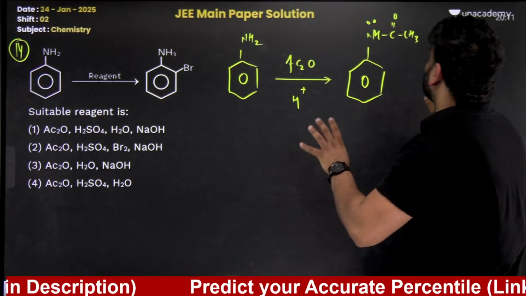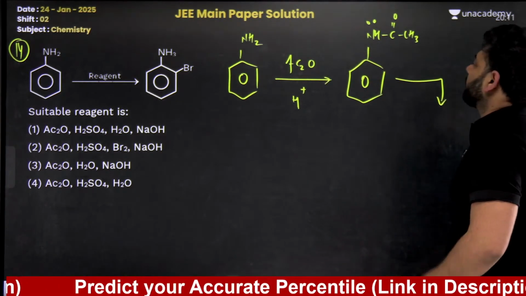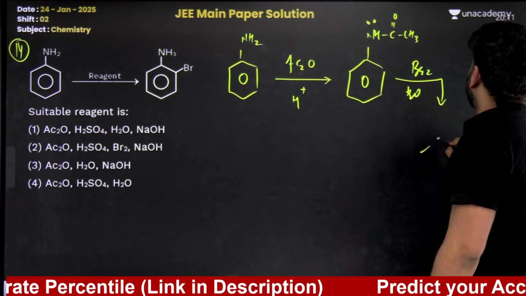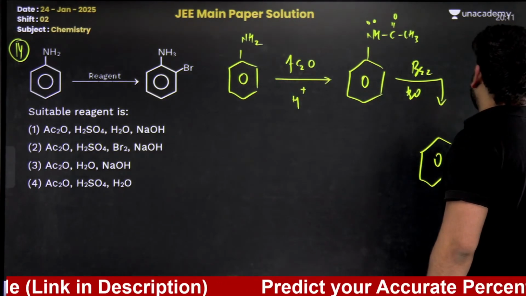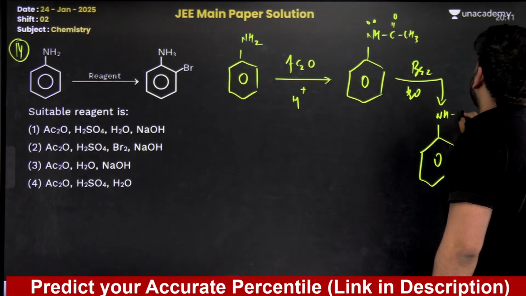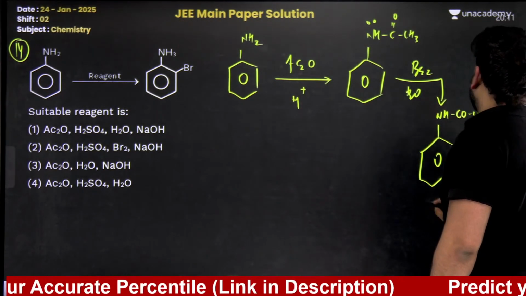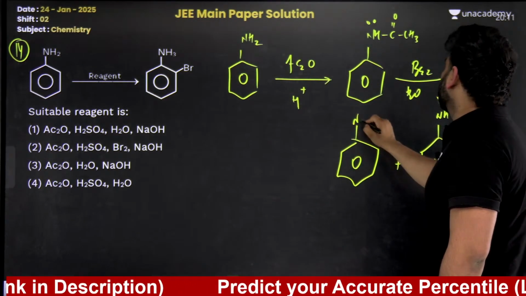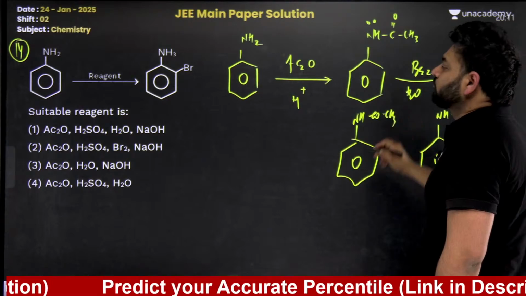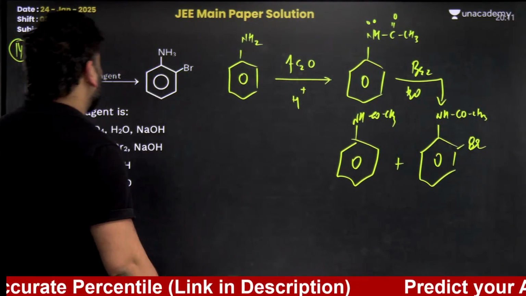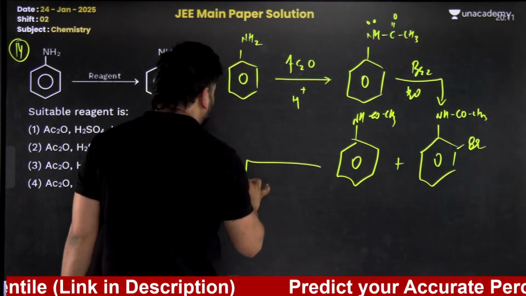Now it has a lesser activating group, and then you add bromine water, so it will make two components, ortho plus para, right? So that is our sequence, by the way. So what should be the correct answer, by the way, initially? And then finally we treat it with acid or base.